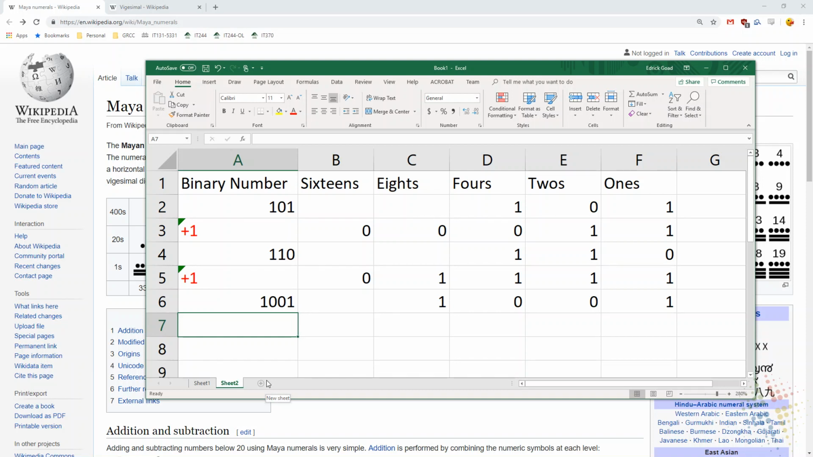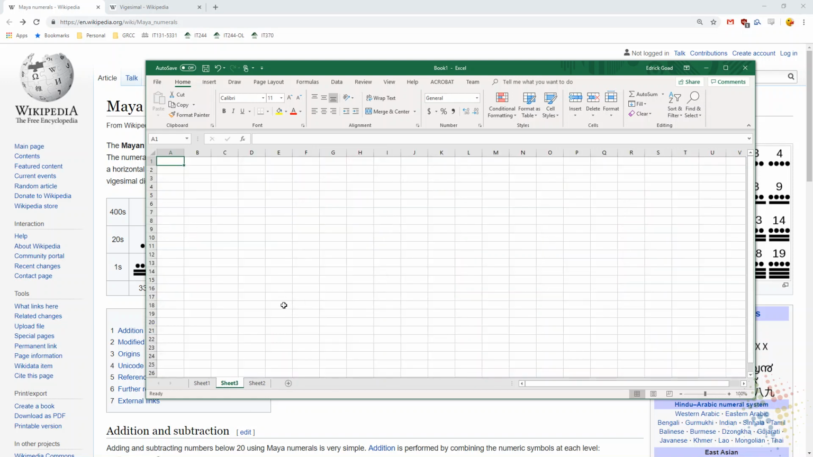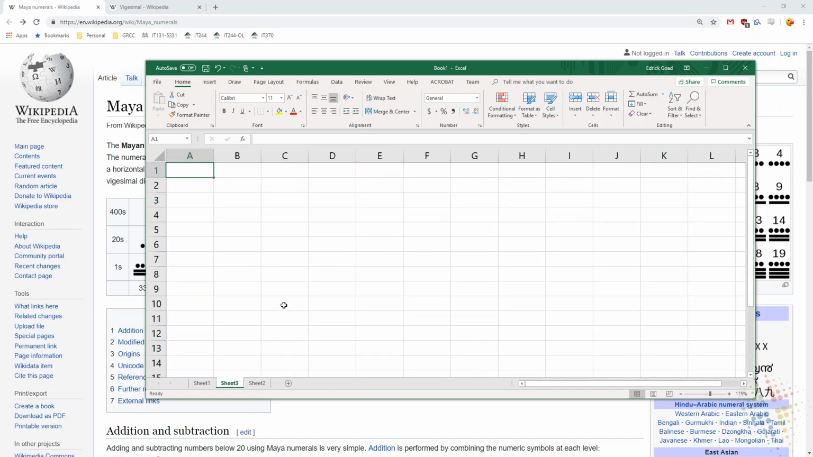So let's look at this a little bit further. Actually, let's open up a new sheet here. In decimal, we have our numbers 0, 1, 2. If you've never done this in Excel, it makes life a whole lot easier. So here I have numbers 0 through 12 in decimal. Let's do the same thing in binary.